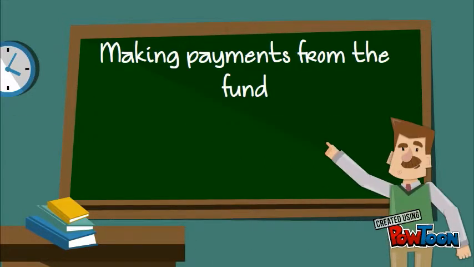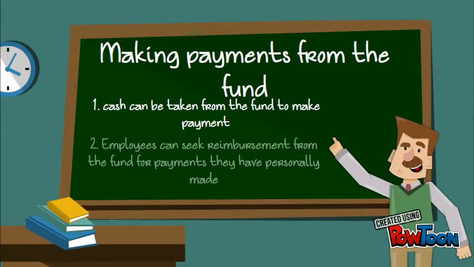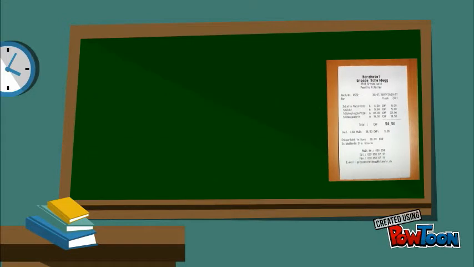After the fund is established, cash can then be used for expenditures. There are two ways payments can be made. Cash can be taken from the fund to make payments, or employees can seek reimbursement from the fund for payments they have personally made. Both payment methods require the custodian to hold onto receipts from the payments they have incurred.